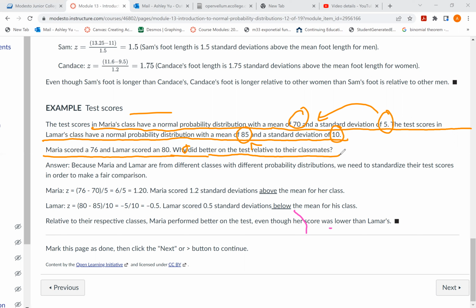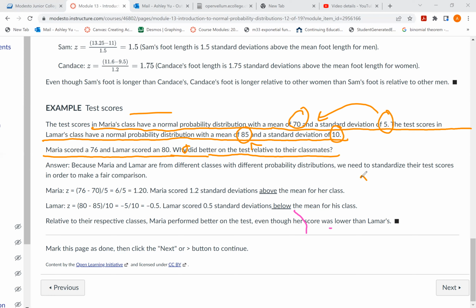So then we'd have to calculate the z-scores because, again, this is like the foot size with the male and the female. I'm not comparing Maria's score to Lamar's score because she was maybe in a harder class. Maybe the instructor wasn't as good a teacher. That's why the test scores were low. Lamar maybe was in a better class with a better teacher or whatever. I don't know. We're not going to compare her to him. We're going to compare her to her classmates and compare him to his classmates.